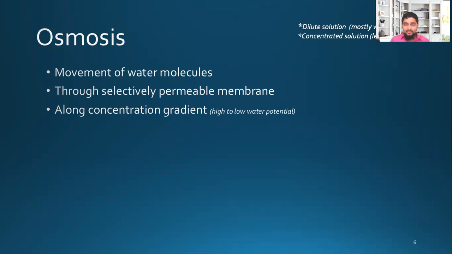Concentrated solution is where you have plenty of the solute. For example, if you have a concentrated sugar solution, you may have several spoons of sugar in a half glass of water. Whereas in dilute solution, you have a few grains of the sugar in a large glass of water. So concentration again means you have less water, and dilute means you have more water.